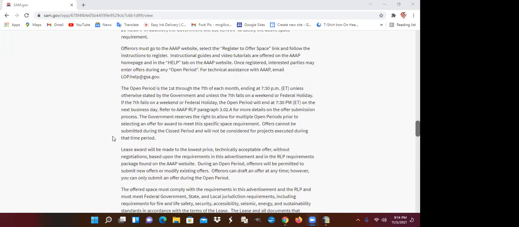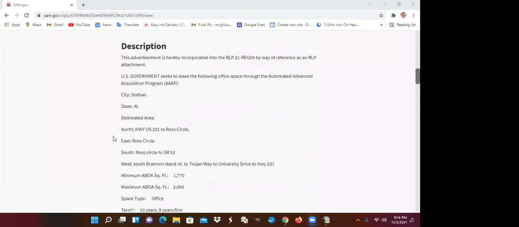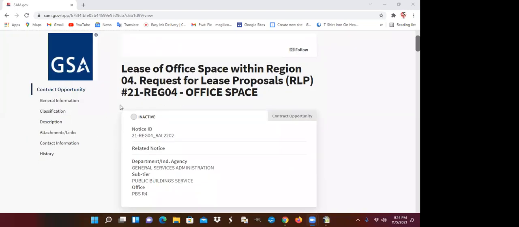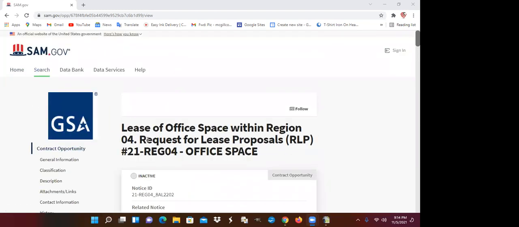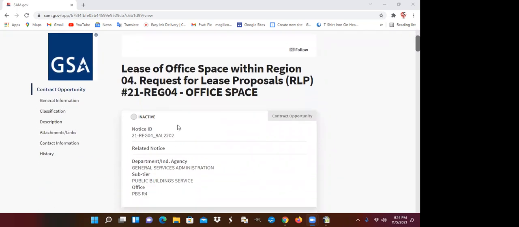Only thing you gotta do is take this information down. Well, let me go back up here. You see it right here. This is the notice ID number. All you gotta do is copy that, write that notice ID number down. When you go and do your search over here, put it in that search. It's gonna come right on up.